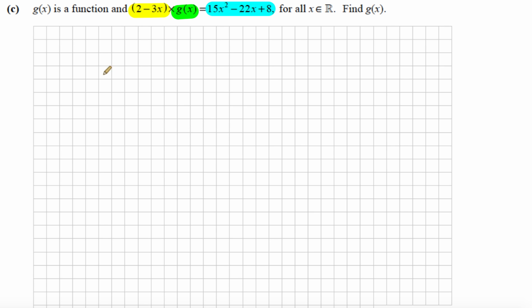So g of x will be equal to the blue, 15x squared minus 22x plus 8, and that's going to be divided by the yellow. It's going to be dividing it by 2 minus 3x. Now 2 minus 3x is actually minus 3x plus 2 if you put the x term first, and I'm going to do that for the division. Minus 3x plus 2. So now this becomes a long division algebra question. So we ask ourselves, what do I multiply minus 3x by to get 15x squared? That would be minus 5x. So minus 5x multiplied by minus 3x gives us the 15x squared.